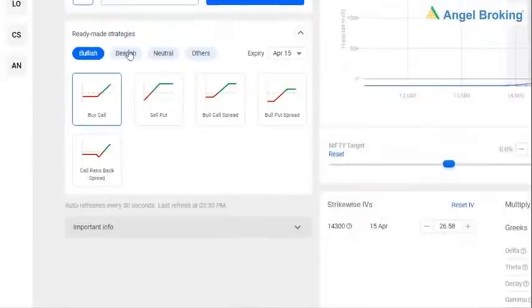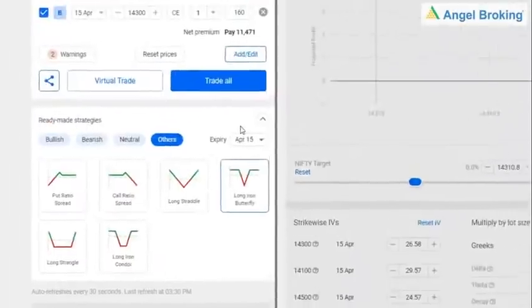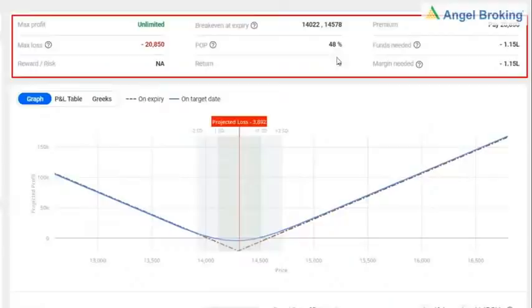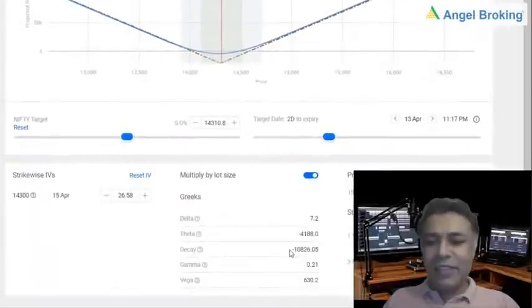So it gives you all these ready-made strategies, and you can also do your custom strategies. Bullish, bearish, neutral, different kinds of strategies you can explore, and you can see when they will make money through this diagram. It tells you the max profit, max loss, where the break-even is, how much probability of profit you have, how much funds you need, how much premium you have to pay, etc. Standard deviation, these are all advanced things used by traders.